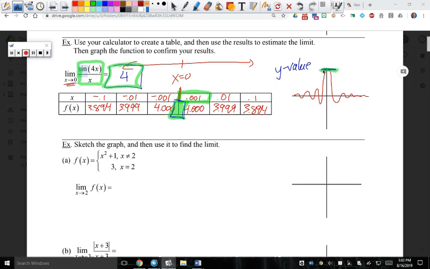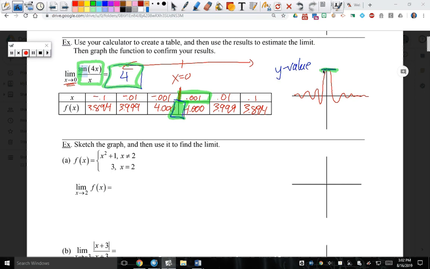Questions from what I've shown you? Because I've now shown you two different ways. I showed you numerically, and I've shown you graphically. And now we're going to talk about it theoretically in just a bit. But are there any questions before I continue?